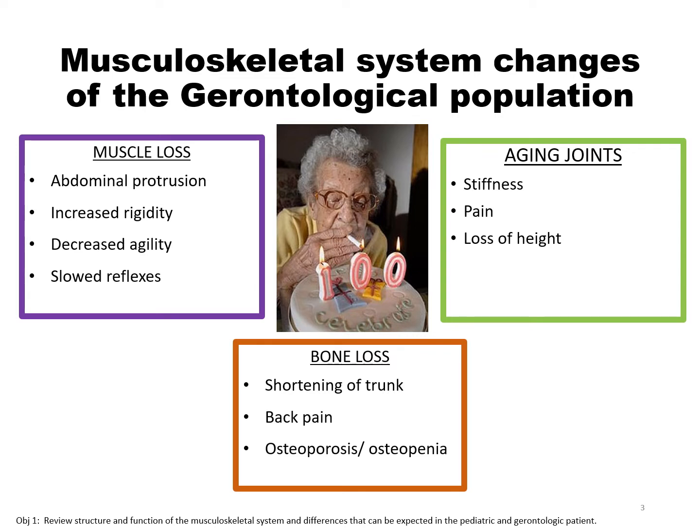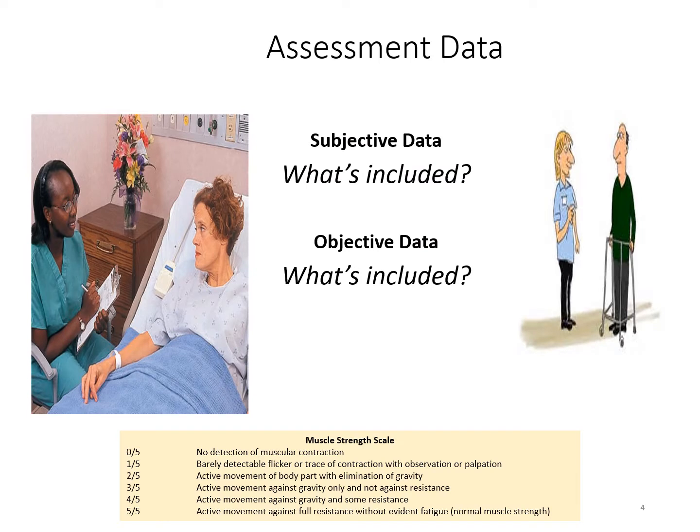They're also going to have bone loss, which again is going to lead to the shortening of the trunk like we discussed. But it's also going to cause back pain and stiffness, and it's going to put them at increased risk for osteopenia and osteoporosis.